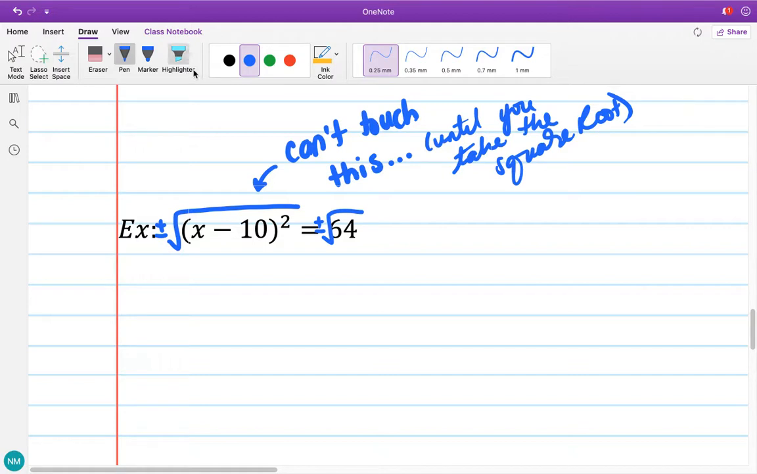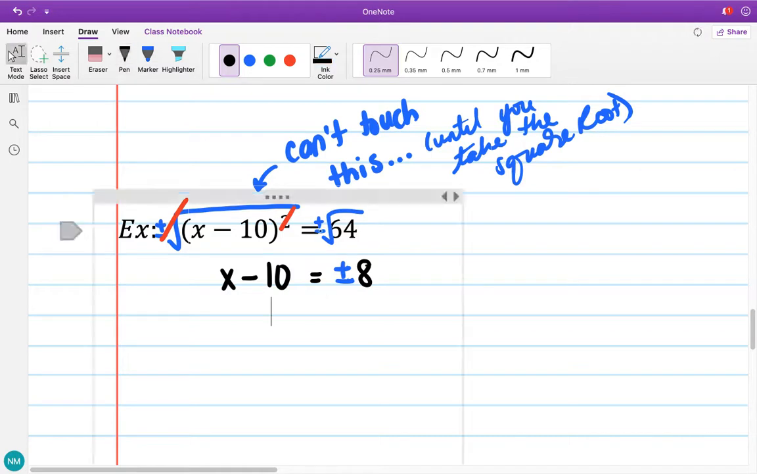Now on this side, this is easy, plus or minus square root of 64 is 8. But on this side, all this does is cancel out the square. It does not affect the x or the minus 10. So it just becomes x minus 10 equals plus or minus 8. Okay, now you can go about this one of two ways.